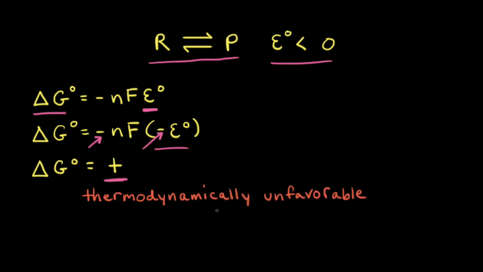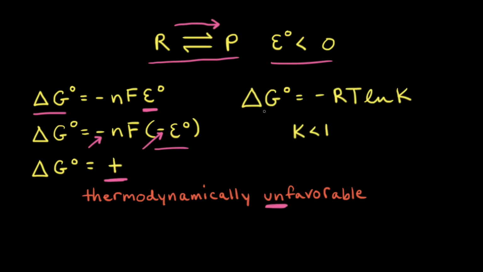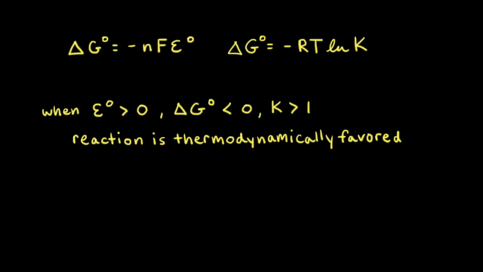A positive value for delta G naught means that the forward reaction of reactants turning into products is a thermodynamically unfavorable reaction. And if we were to plug in a positive value for delta G naught, we would find that the equilibrium constant K would be less than 1. And when K is less than 1, that tells us whenever the reaction reaches equilibrium, there will be a lot more reactants than products. Let's look at a quick summary of what we've learned from these examples.